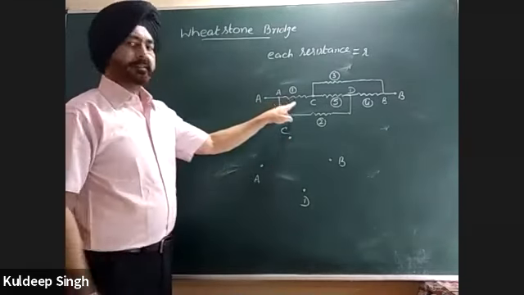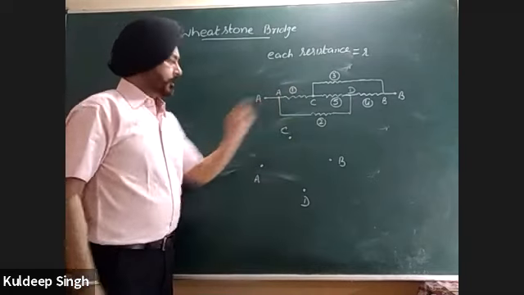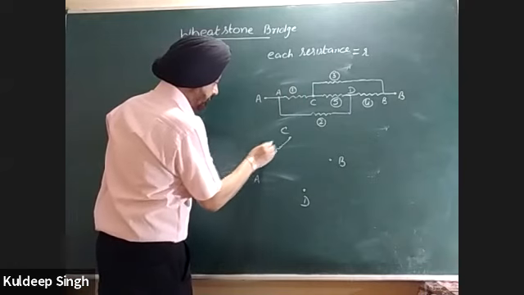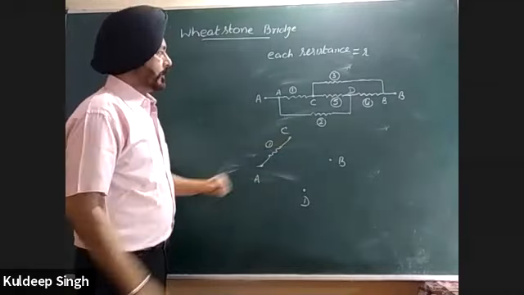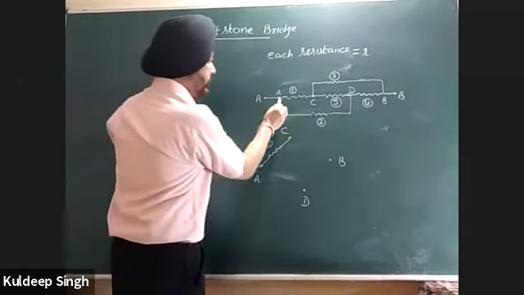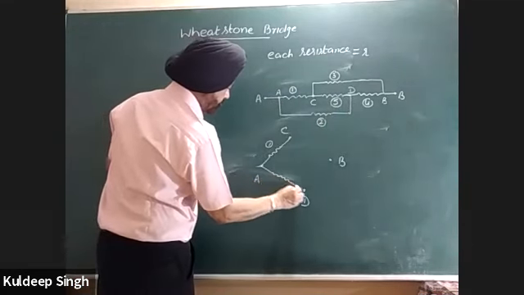Now look at the first resistance. It is connected to A and C. So this is the first resistance, connected to A and C. Now where is the second one connected? Second is connected to A and D. So I am going to connect it to A and D.